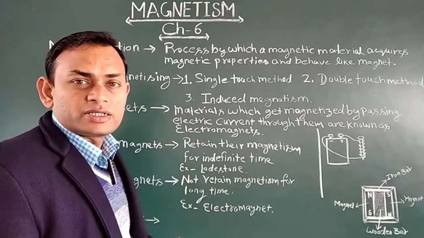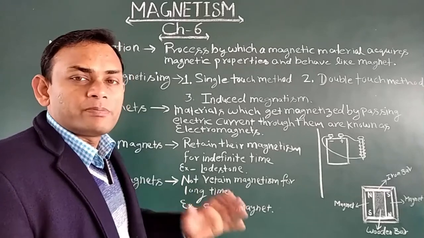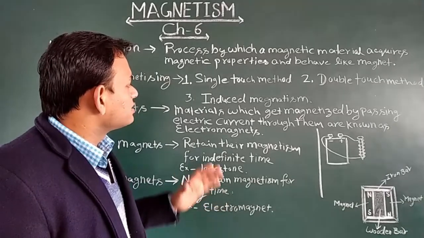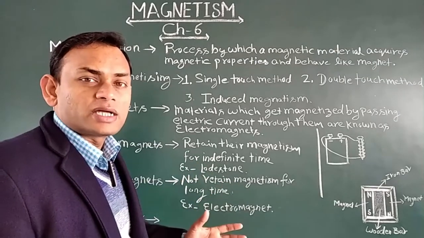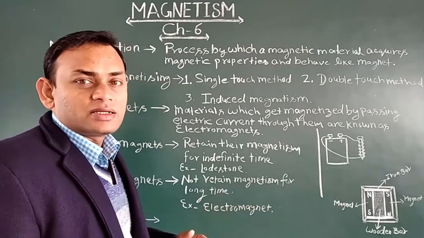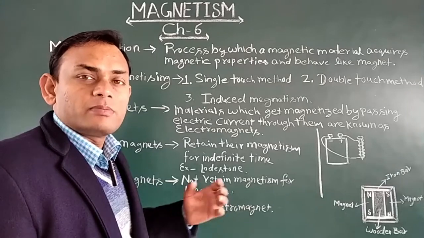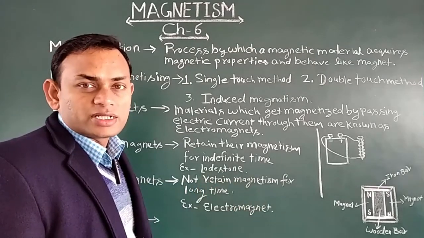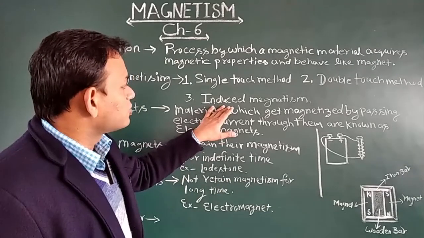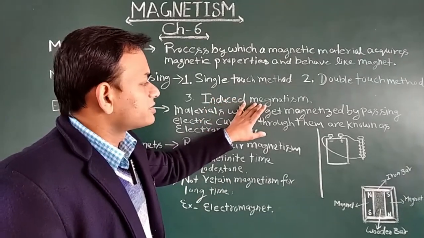What is induced magnetism? It is also a property of the magnet. It is seen that when a magnetic material is kept with a magnet for a long time, that magnetic material starts behaving like a magnet and starts attracting other material towards itself. So this property is called induced magnetism.